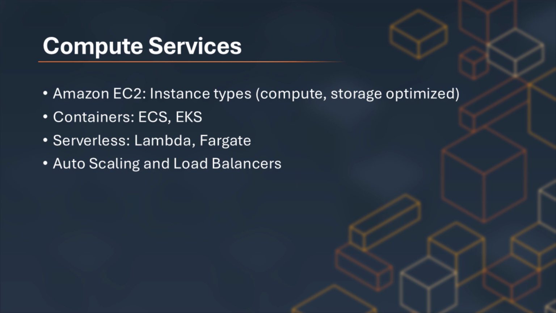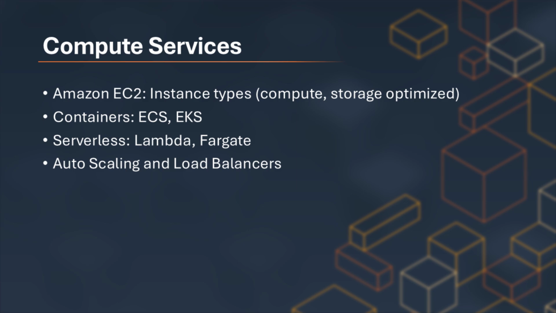Now, compute services. Amazon EC2 offers virtual servers with instance types for specific needs. Compute-optimized C5 instances suit CPU-heavy tasks, like machine learning training. Storage-optimized I3 instances are ideal for databases with high I/O, like MongoDB. Containers are managed by Amazon ECS for Docker or EKS for Kubernetes. For example, ECS can run a microservices app, scaling automatically for traffic spikes.